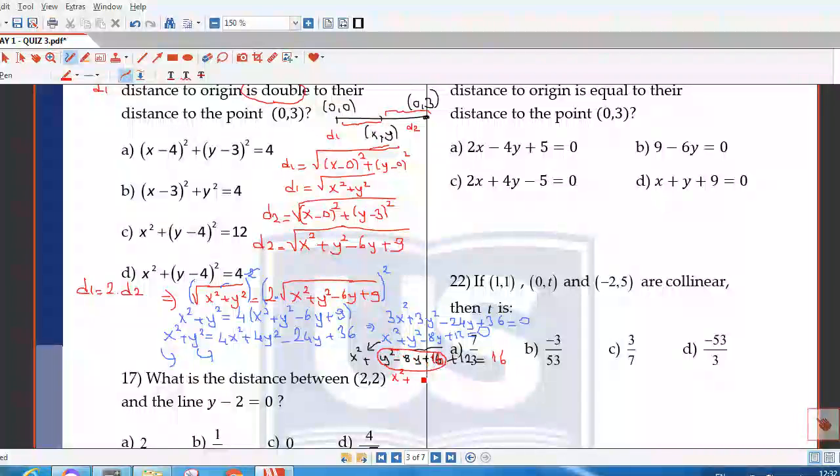And we are going to get x squared plus, this part can be written as the square of y minus 4. And if I take plus 12 here, 16 minus 12, x squared plus (y minus 4) squared is equal to 4. Answer is D.